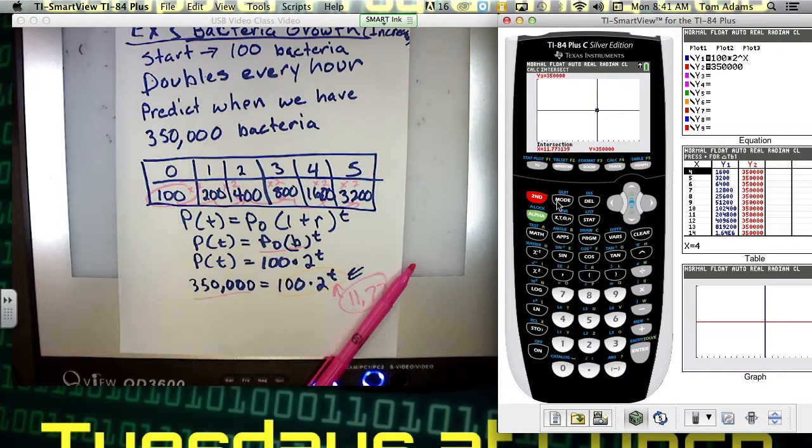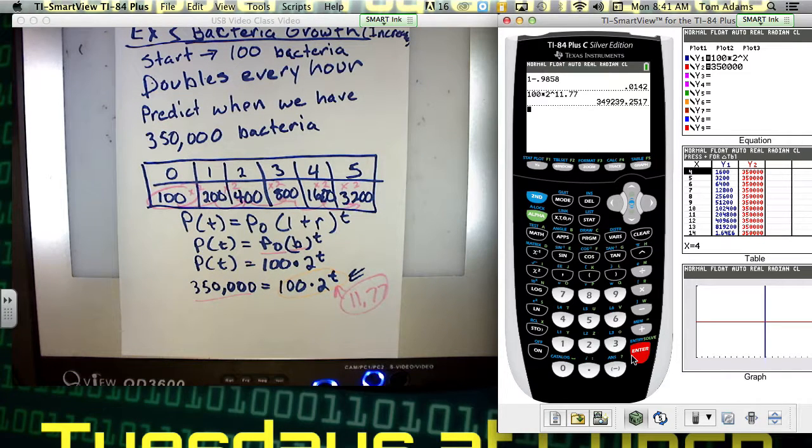So I'm just going to quickly come in here and say 100 times 2 raised to the 11.77. Now, it's not going to be exact because Mr. Adams is rounding, right? But is that close enough to make us feel good? Yeah.